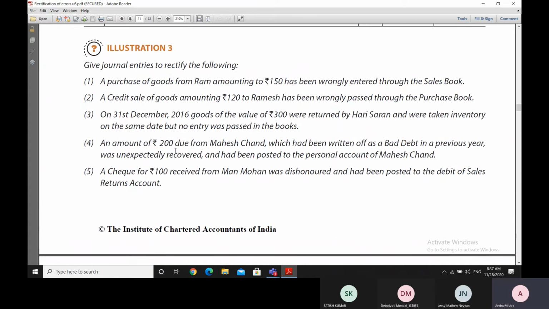Now let's see the next one. An amount of 200 rupees was due from Mahesh Chand, and it had been written off as a bad debt in the previous year. But this amount was unexpectedly recovered and had been posted to the personal account of Mahesh Chand.